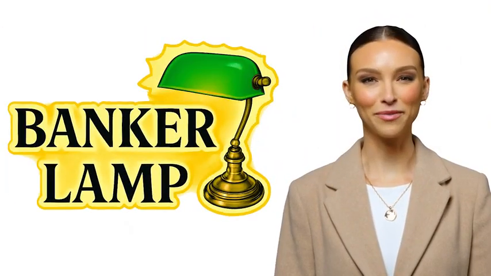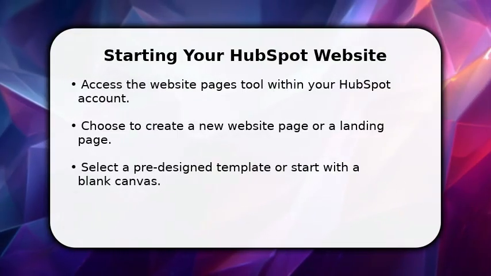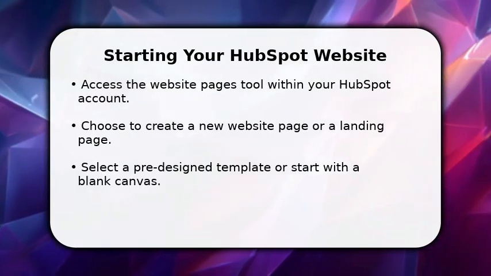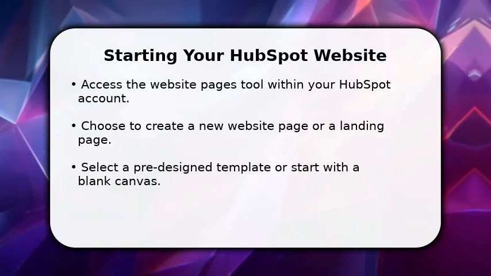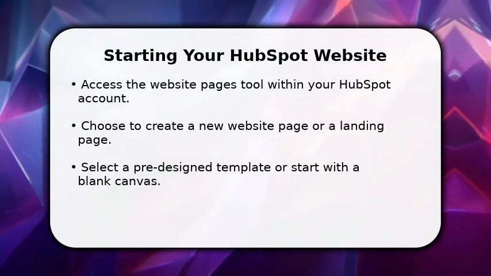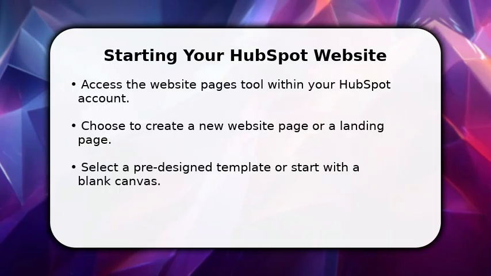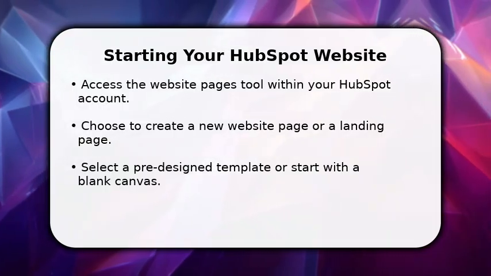Please enjoy the video. In this video, I will explain how to make a website in HubSpot. First, navigate to the Website Pages section in your HubSpot portal. You will then select Create and choose either a website page or a landing page, depending on your goal.